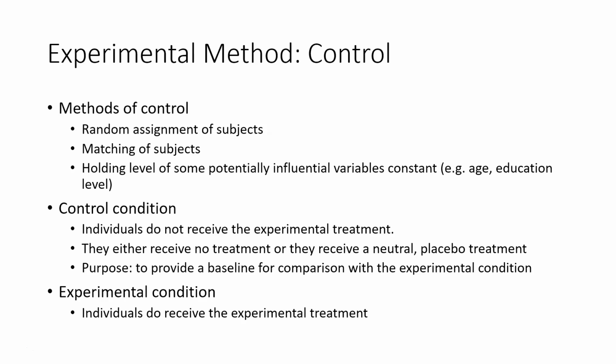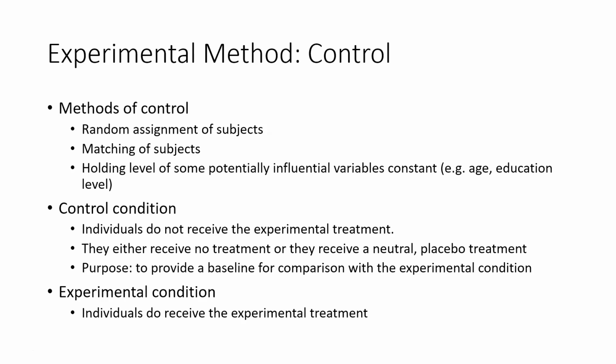A third method of control is to hold the levels of some potentially influential variable constant. And we do this in a statistical fashion. So you might take age or education levels and put it in your statistic in a way that removes its influence from the numbers first, and then sees whether there's any effect of your experiment left over once you control for or hold that level constant.